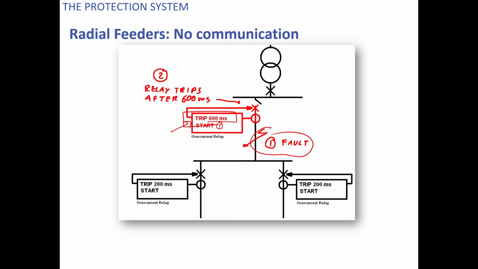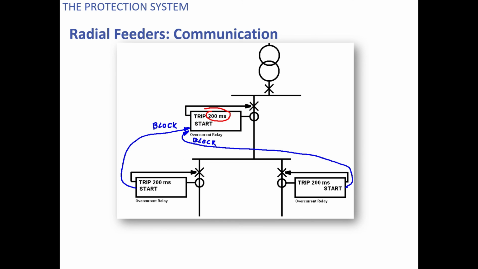So the fault in your power system will persist for 600 milliseconds. And this slow clearance of fault creates many problems in a power system. So what we can do is implement some communication between these relays, and we can reduce this time of operation from 600 to, suppose, 200 or 300 milliseconds. Now if you see here, this time of operation is 200 milliseconds, and we are using communication between the relay of feeder 1 and the relay of feeder 2 to this upstream feeder.